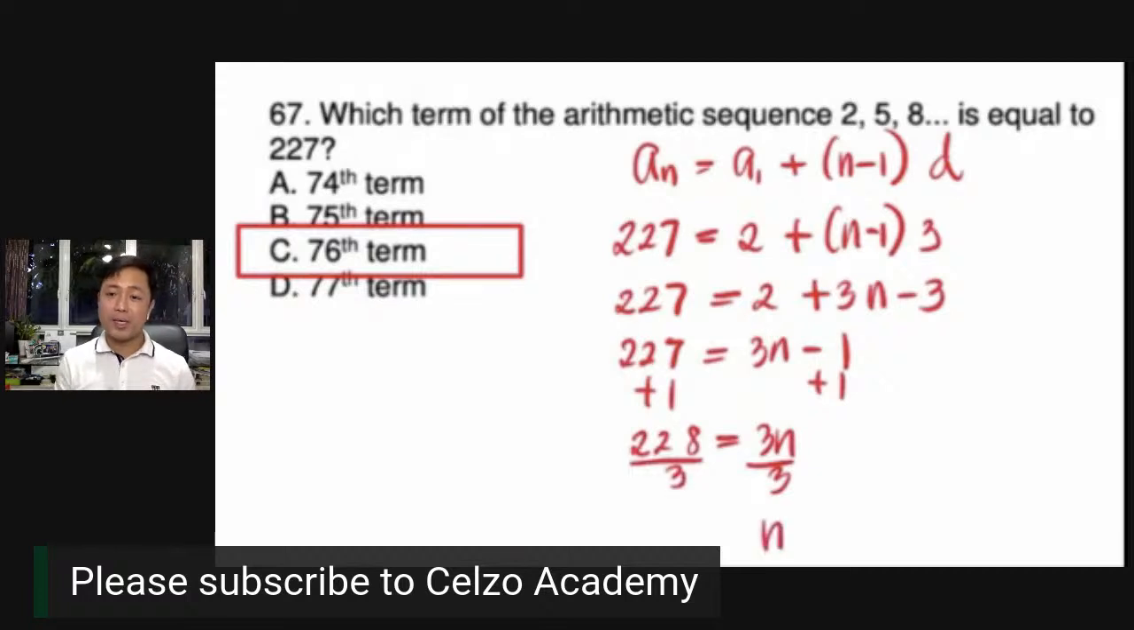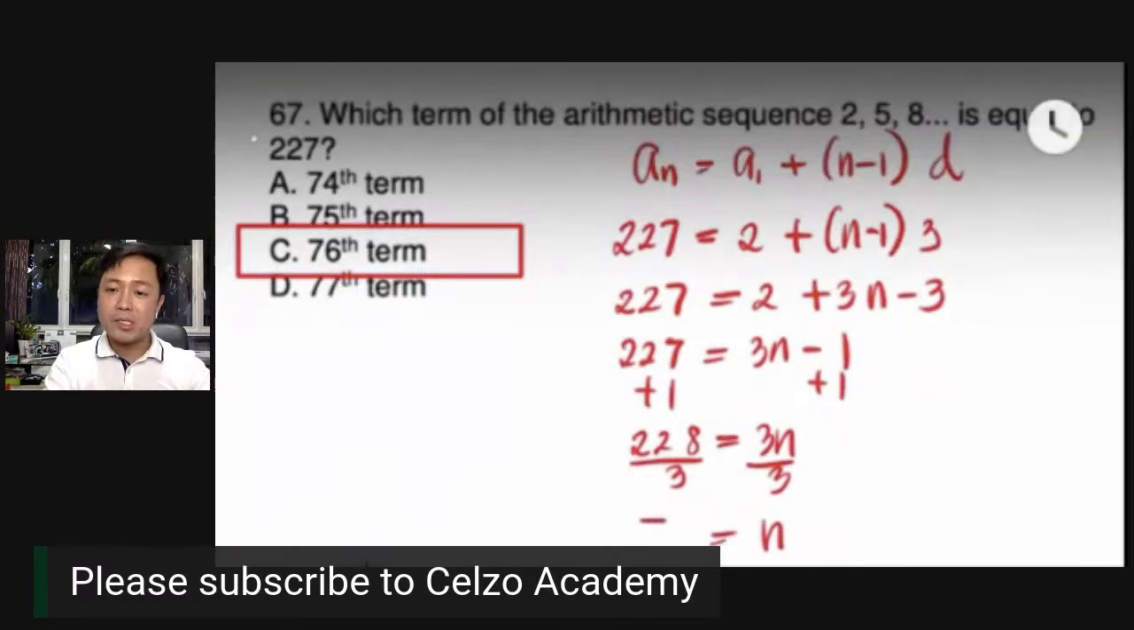Make sure you guys memorize that formula for arithmetic sequence. a sub n is equal to a sub 1 plus n minus 1 times d to find the terms.